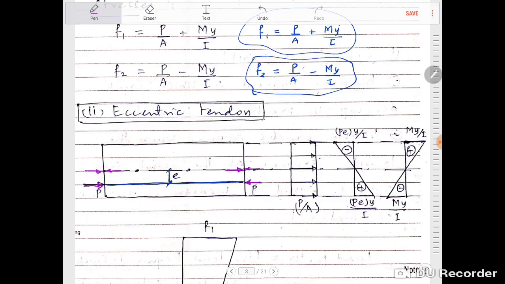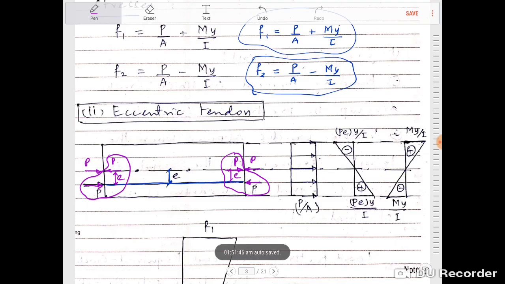this here and here. So this force P here and this P here. These two forces together are going to form a couple, right? So this is also at E distance, this is also at E distance. So you'll have couples and a concentric force.